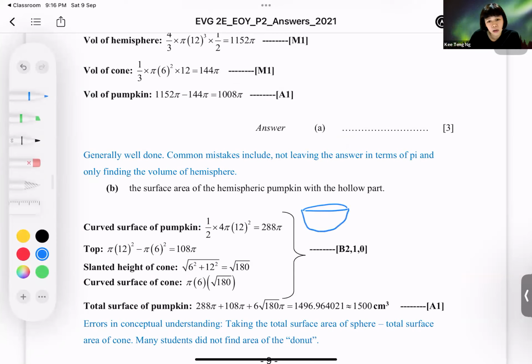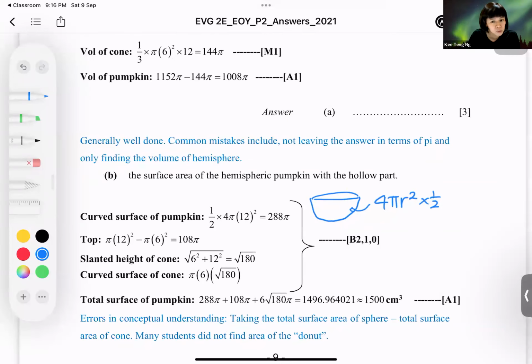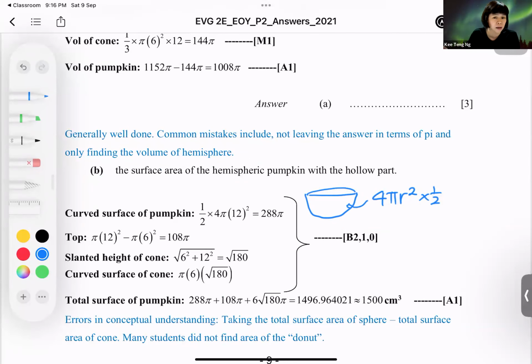Okay, surface area of a sphere is 4 pi r squared, and the area of a circle is pi r squared. But since it's a hemisphere, you need to multiply by a half. And the larger radius is 12. So you can leave it in terms of pi or decimal places, they never say it must be pi.